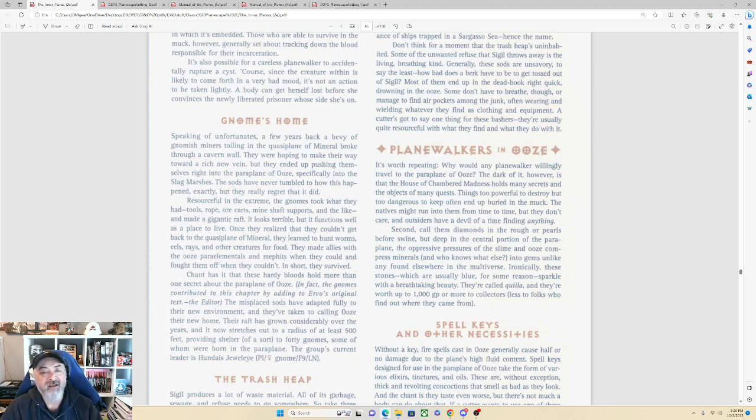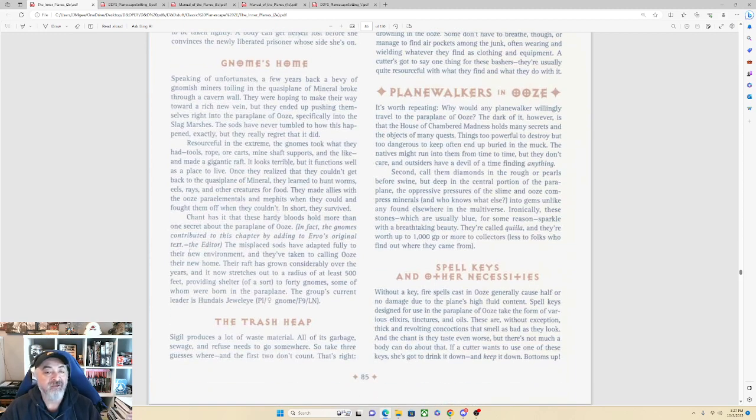They took what they had and made a gigantic raft. Basically, a gigantic raft that's turned into a town. They couldn't get back to Mineral. They learned how to hunt worms, eels, rays, and other creatures, made allies with para-elementals and mephits, and survived. So there's your location. The raft has grown considerably over the years and now stretches out to a radius of at least 500 feet, providing a shelter of sorts to 40 gnomes. Okay, 500-foot radius is a 1,000-foot diameter in whatever way, shape, or form you want to build the raft.